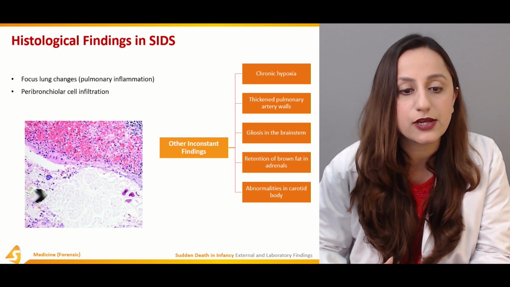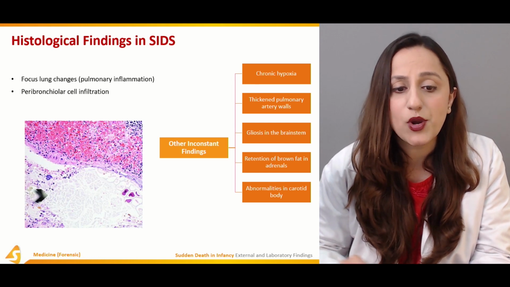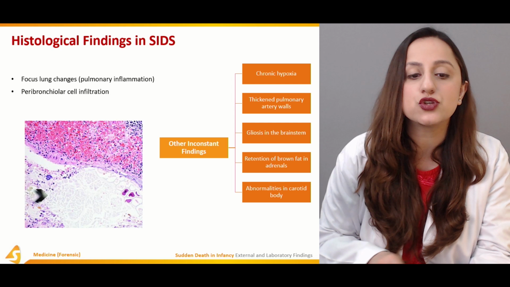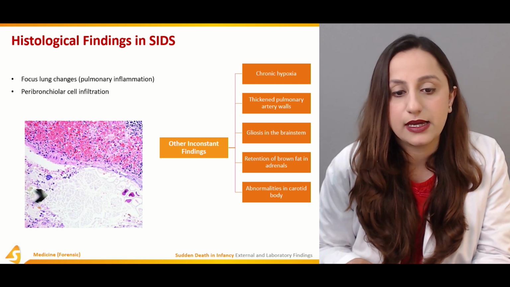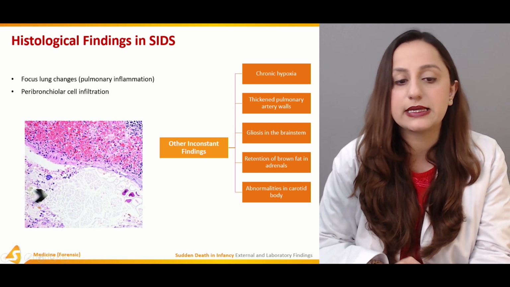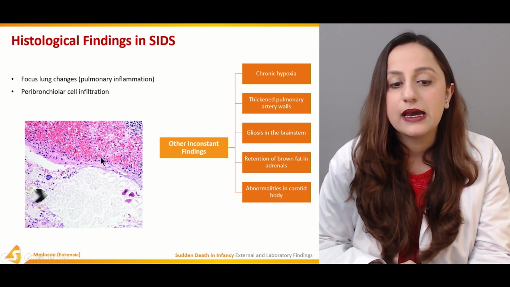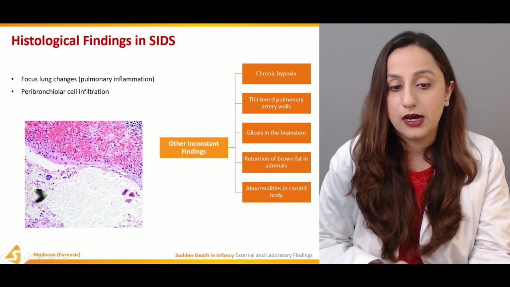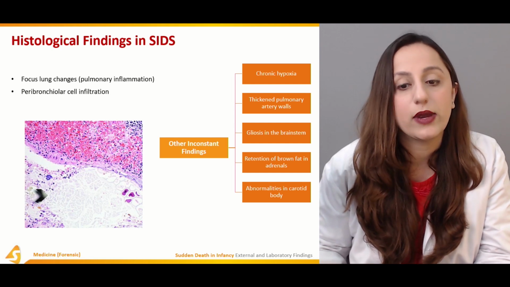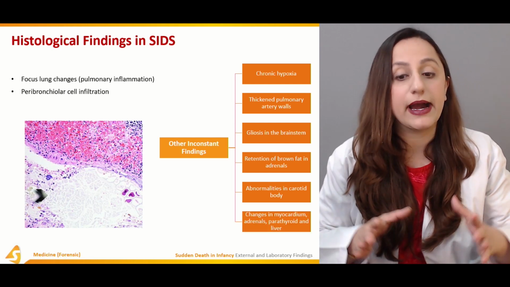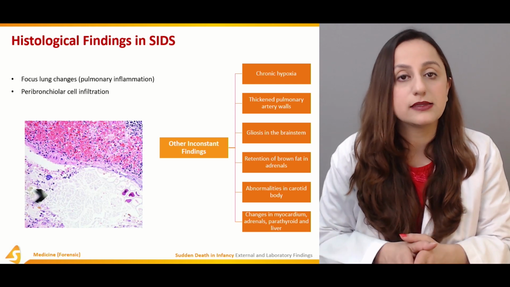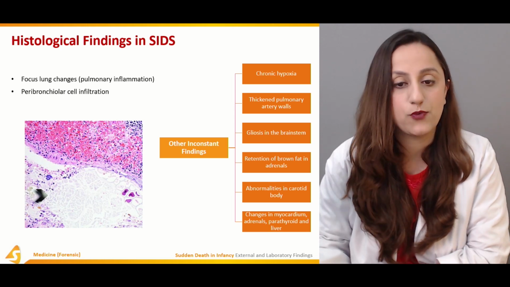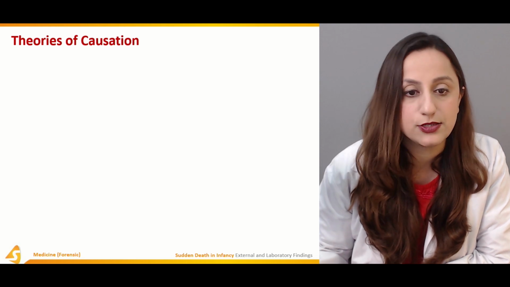As you can see in this diagram, the pointer is pointing towards a bolus of food in the trachea. This whitish structure is pointing towards the bolus of food. These are the findings that are quite common over here. Changes in the myocardium, adrenals, parathyroid, and liver are again very important, and they are quite consistent over here.